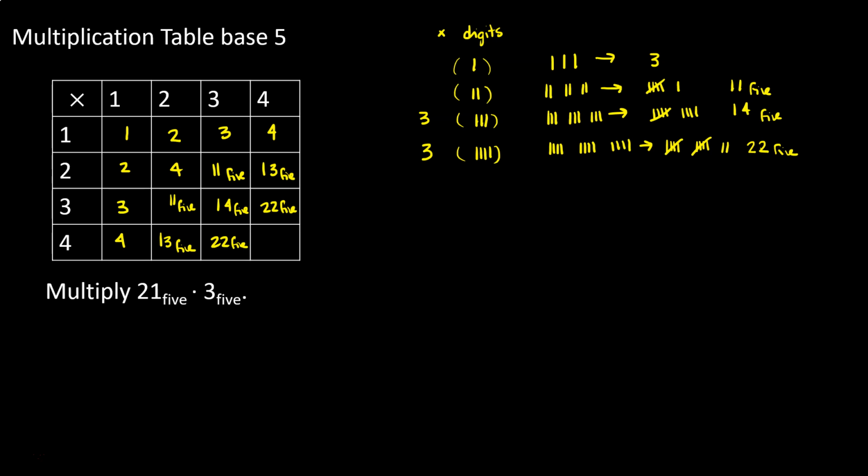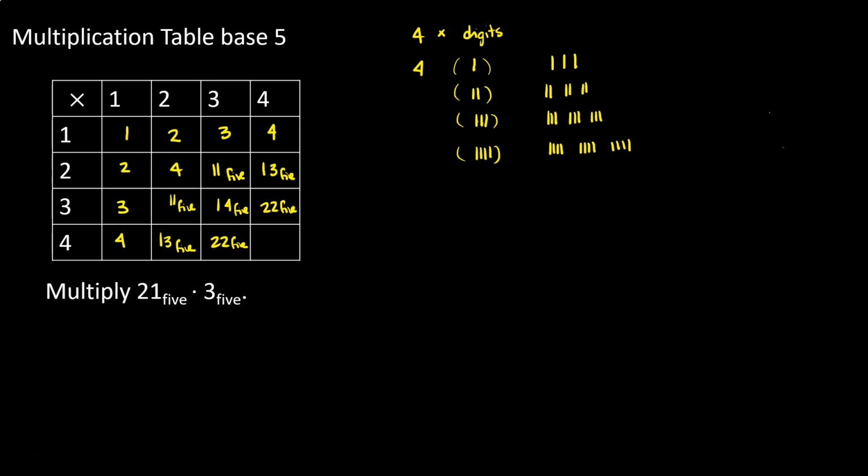The last one we need to do is 4 times 4. We really have all of the rest of the table filled in, but for completeness, I'll go ahead and work through 4 times each of the digits just for thoroughness. That's like making 4 copies of each of these groups in parentheses.